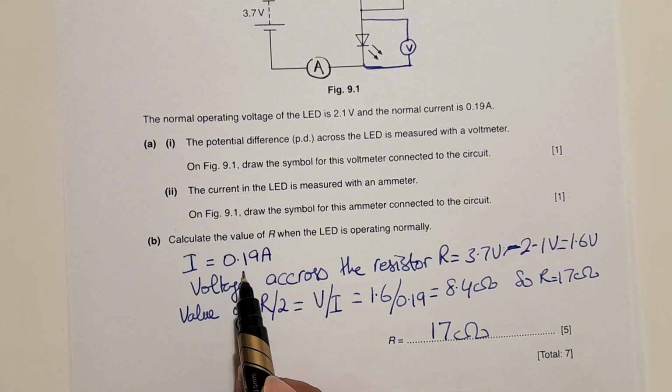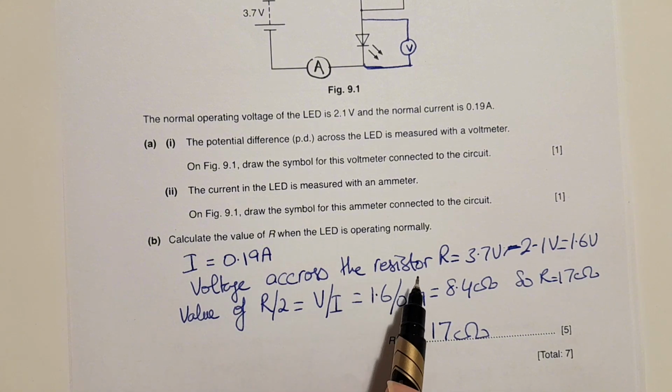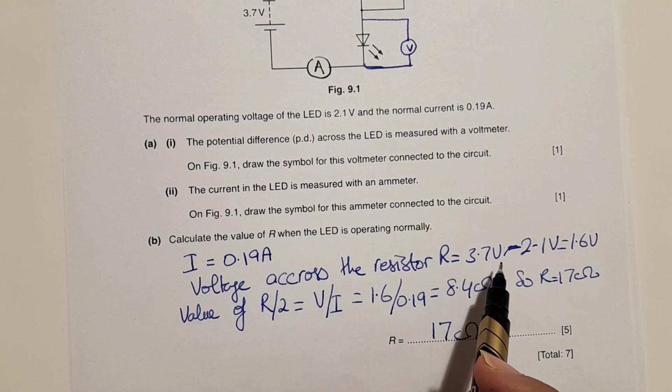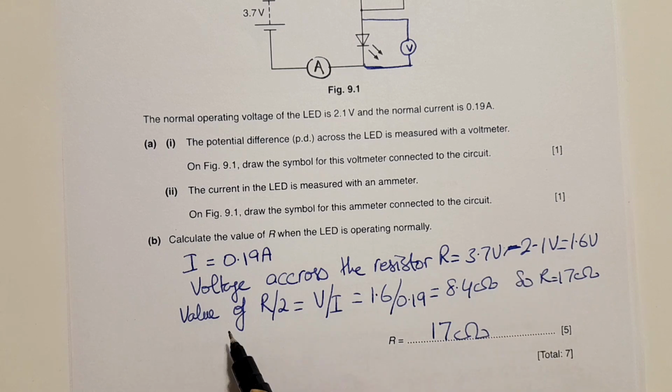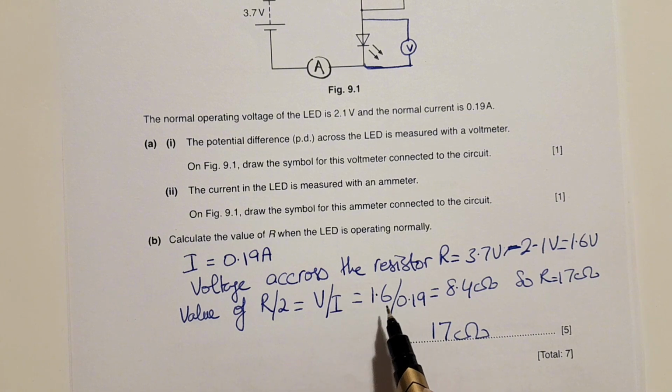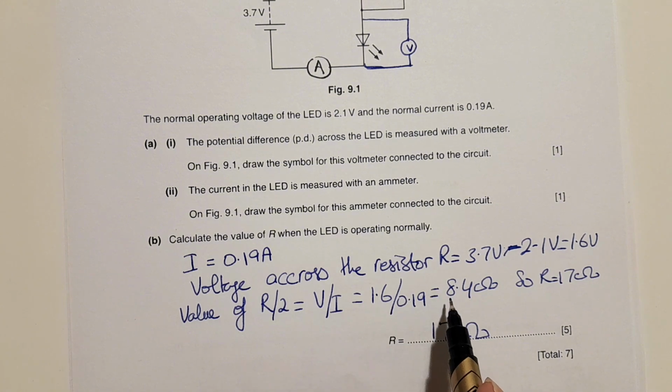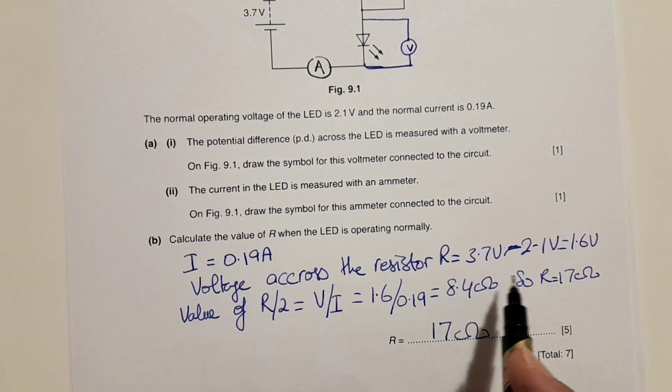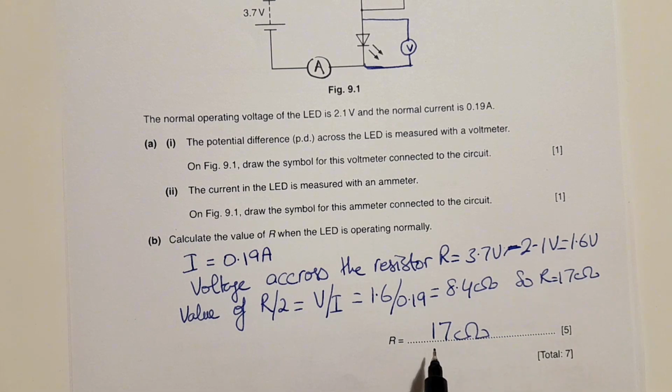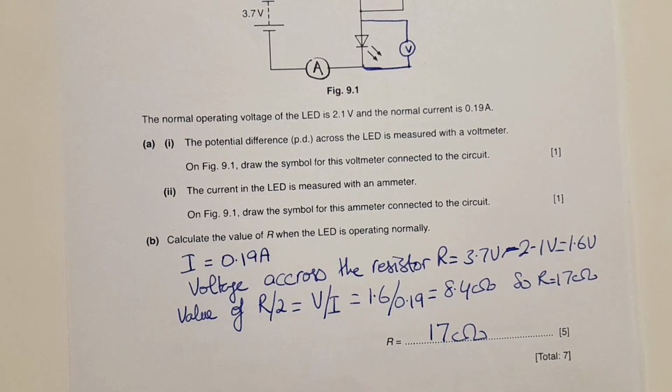So I current is 0.19, voltage across the resistor R is 3.7 minus 2.1, which is 1.6, and the value of R divided by 2 is equal to V divided by I. So 1.6 divided by 0.19, 8.4. So 8.4 multiplied by 2, which will be 17. So 17 will be the final answer. 17 ohms will be the final answer for part B.